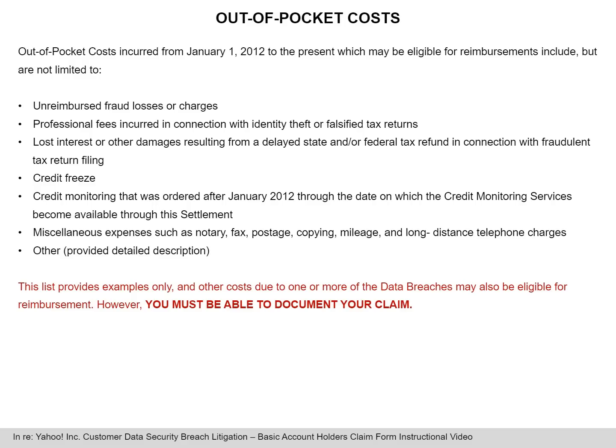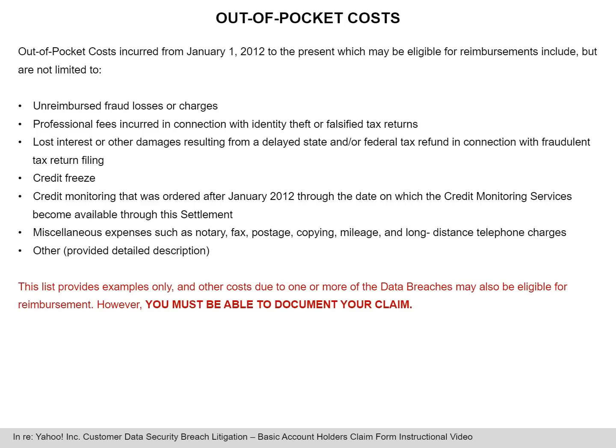limited to, unreimbursed fraud losses or charges, professional fees incurred in connection with identity theft or falsified tax returns, lost interest or other damages resulting from a delayed state and/or federal tax refund in connection with fraudulent tax return filing, credit freeze. Credit monitoring that was ordered after January 2012 through the date on which the credit monitoring services become available through this settlement. Miscellaneous expenses such as notary, fax, postage, copying, mileage, and long-distance telephone charges. Other, provide a detailed description.